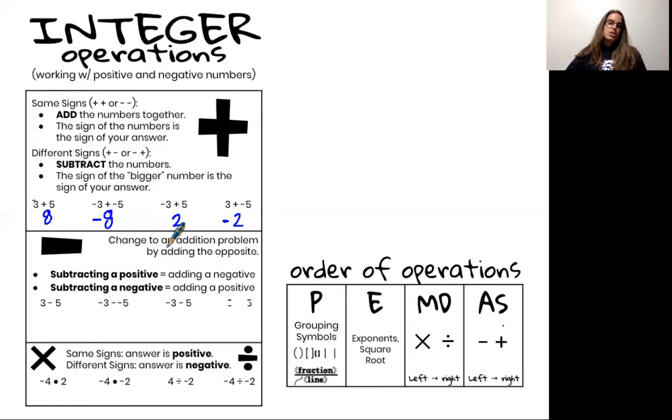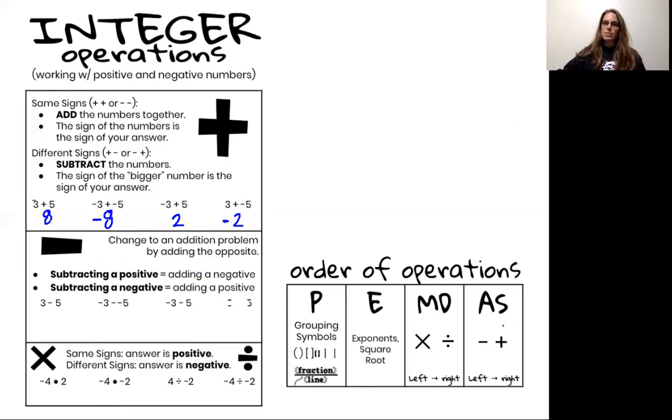When I'm subtracting, you may just be comfortable subtracting, and that's great. If you're not, you may want to change your subtraction problem to an addition problem by adding the opposite. What this means is if we're subtracting a positive, that's the same as adding a negative. And if we're subtracting a negative, that's the same as adding a positive.